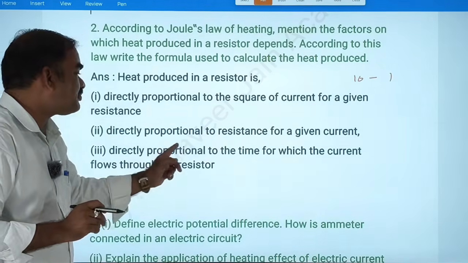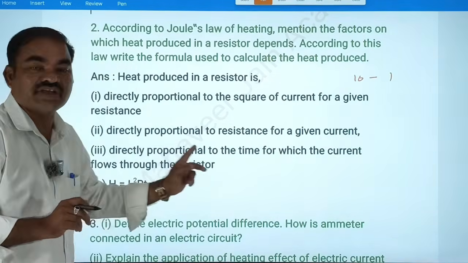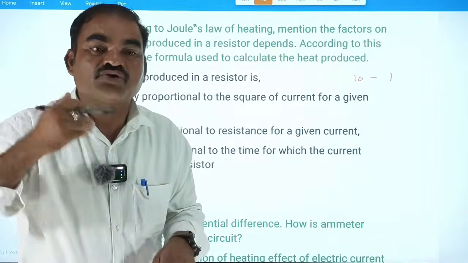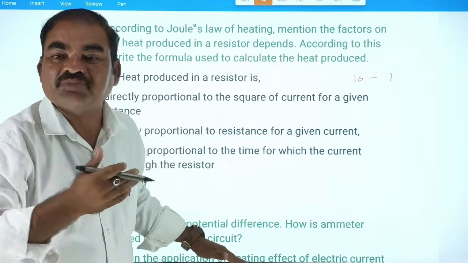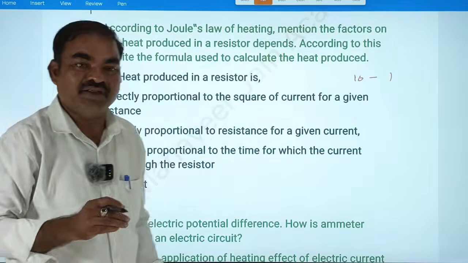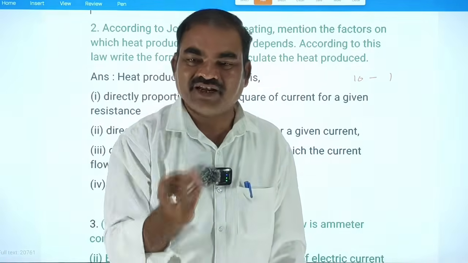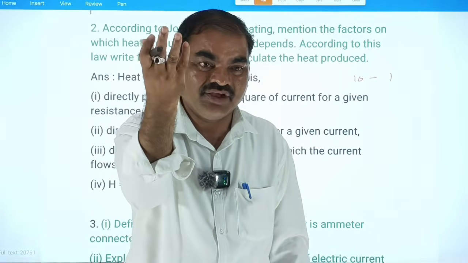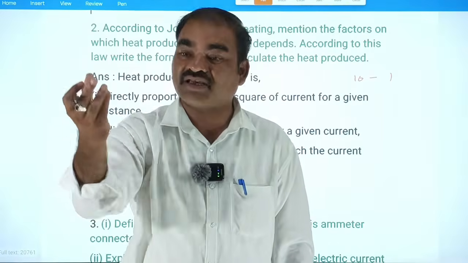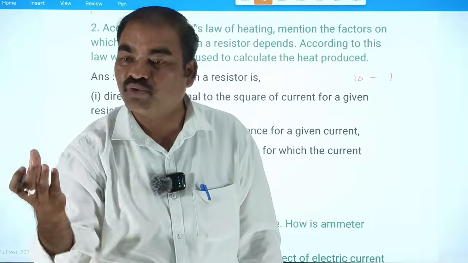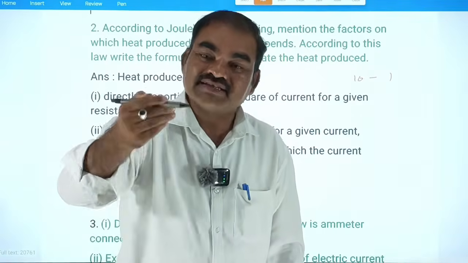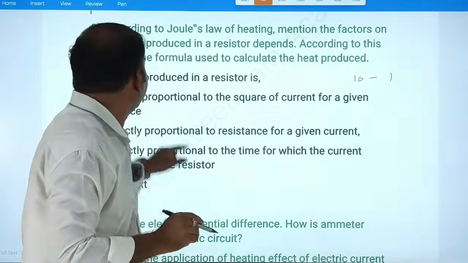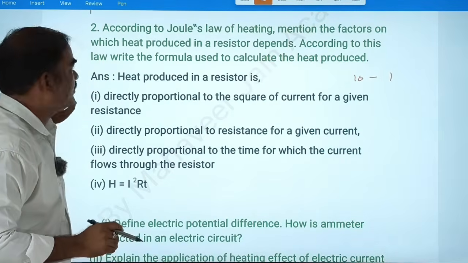And the third one is directly proportional to the time for which the current flows through the resistor. If the time is more, the heat produced will also be more. For example, if you run a fan for 30 minutes, it will produce less heat if you touch it. If you run the fan the whole night, in the morning if you touch it, it will have produced more heat. As the time increases, the heat produced is maximized. So this is according to Joule's law of heating.